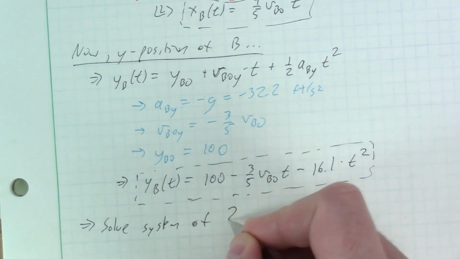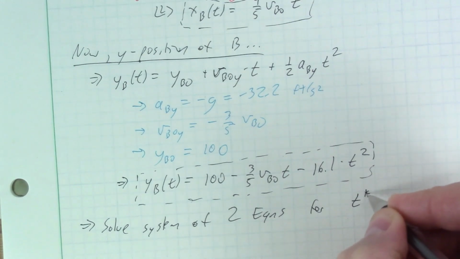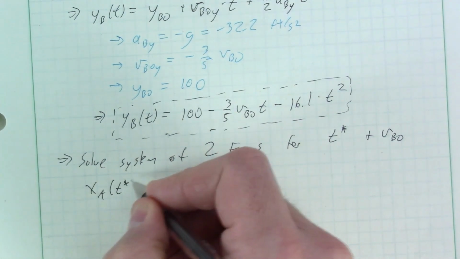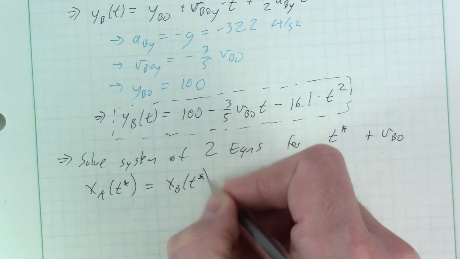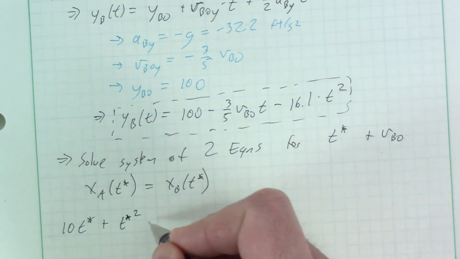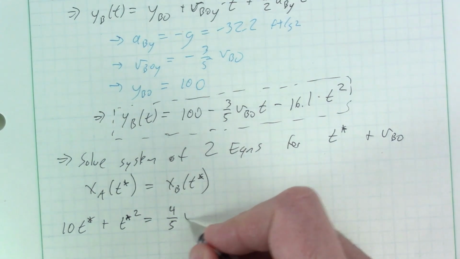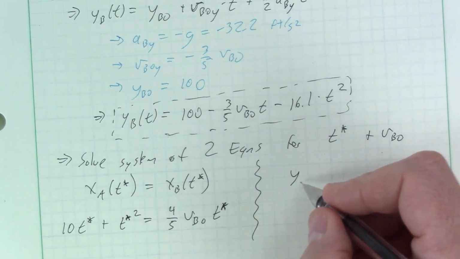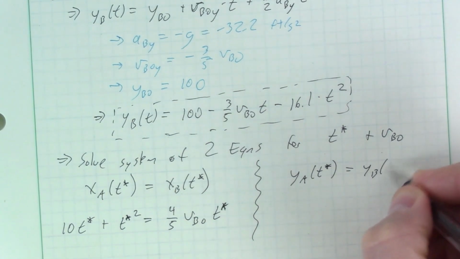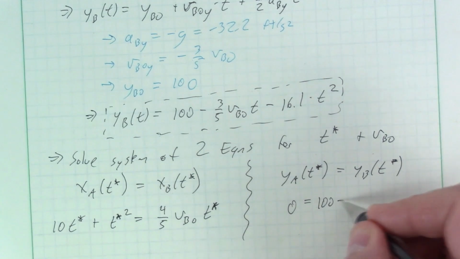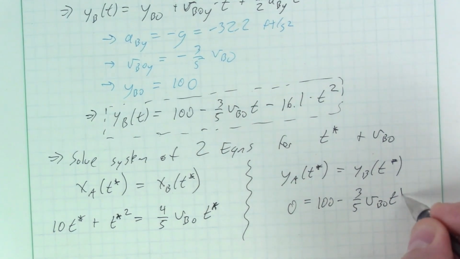Solve system of two equations for t star and VB naught. Okay, so xa at t star equals xb at t star, which is 10 t star. Remember, t star is an important time, the time at which the particles meet. Okay, that's one equation. And then the other one is where ya of t star equals yb of t star, where without doing any work we know that this left-hand side here is 0. So we have 0 equals 100 minus 3/5 vb naught t star minus 16.1 t star squared.